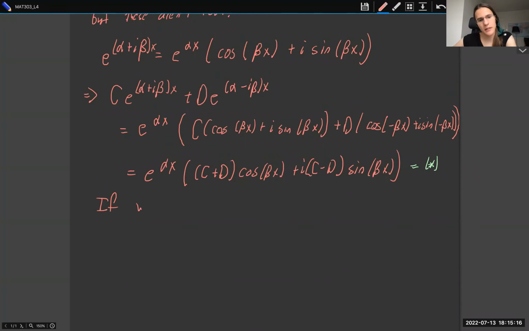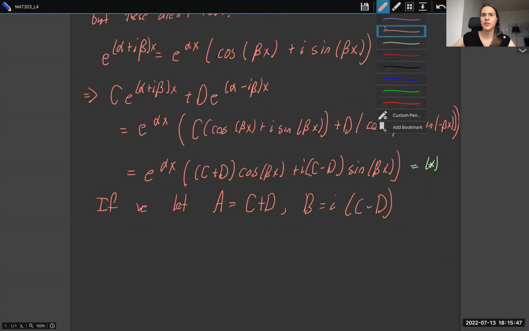If we let A equal c plus d and B equal i times (c minus d), then in general, the data of specifying A and B is the same as specifying the data of c and d. There are two unknowns here and two unknowns here, and they're not redundant equations. So if you have c and d, you can solve for A and B, and conversely, if you have A and B, you can solve for c and d.